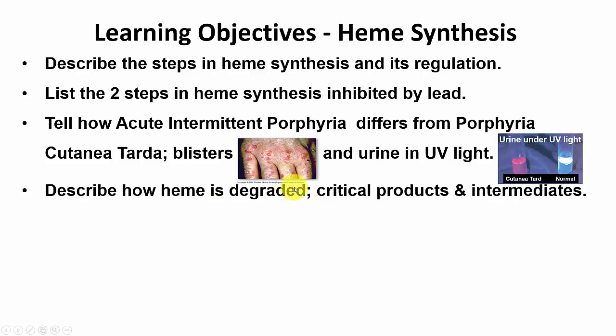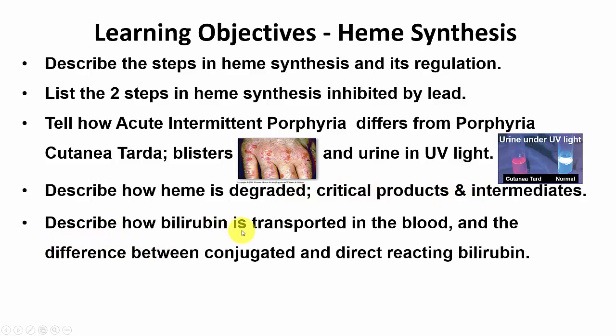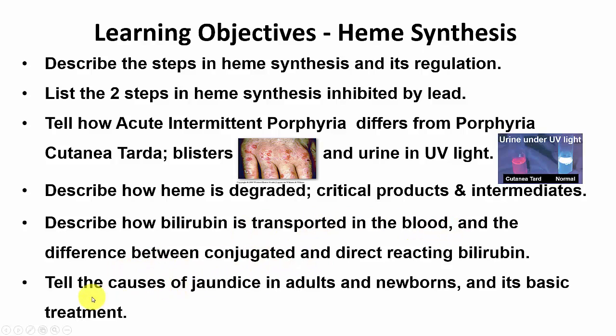Describe how heme is degraded. Critical products and intermediates. Describe how bilirubin is transported in the blood and the difference between conjugated and direct reacting bilirubin. Tell the causes of jaundice in adults and newborns and its basic treatment.